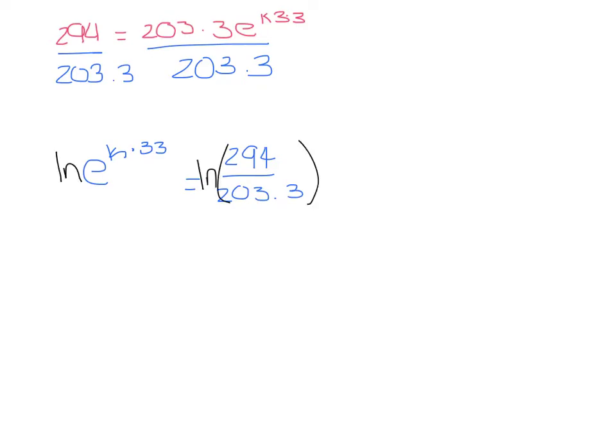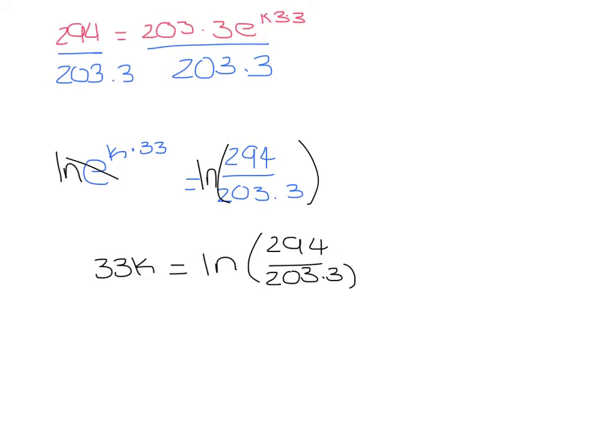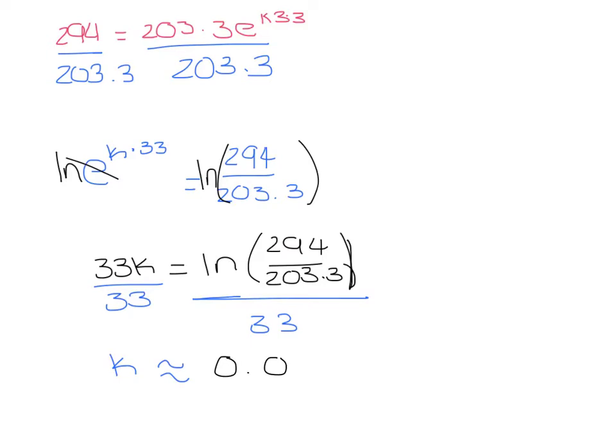Remember, these are inverses. So now I'm left with 33k equals ln of 294 over 203.3. I'm going to divide both sides by 33. And then I'm going to approximate k to 3 place values. So go ahead and put this into your calculator. Alright, so rounded to 3 place values, we get 0.011. And now we have our model.